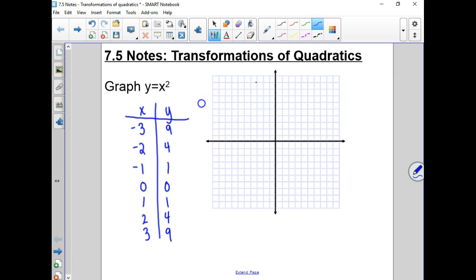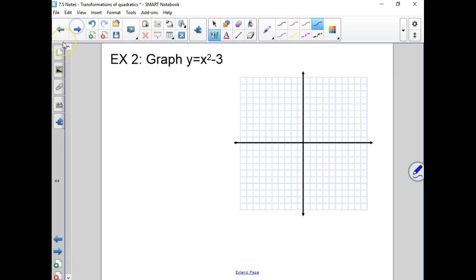We would have the points (-3, 9), (-2, 4), (-1, 1), (0, 0), (1, 1), (2, 4), and (3, 9). So we would have this shape of this parabola right here. This is our parent graph that we start with when we graph any quadratic. Now, this same method works on any problem.